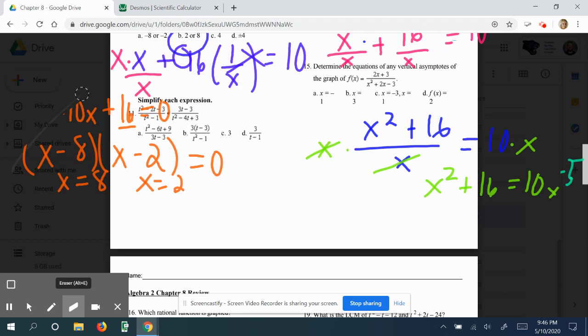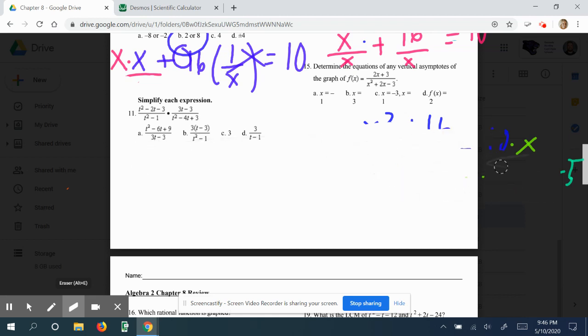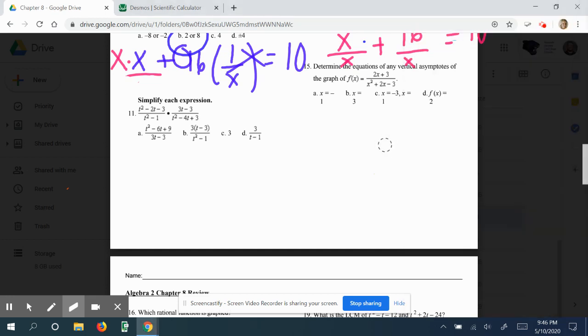All right, halfway done. Let's look at number 11. It tells us to simplify the expression, okay? So one of the easiest ways to simplify is actually to break up everything into its factors, because then we can cross-cancel and make it a little bit easier. So we're going to do that first, okay?